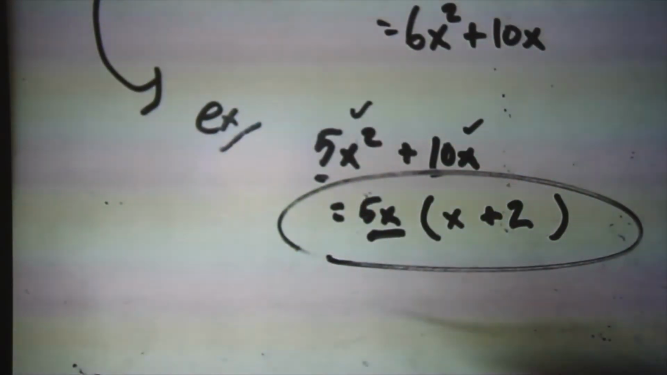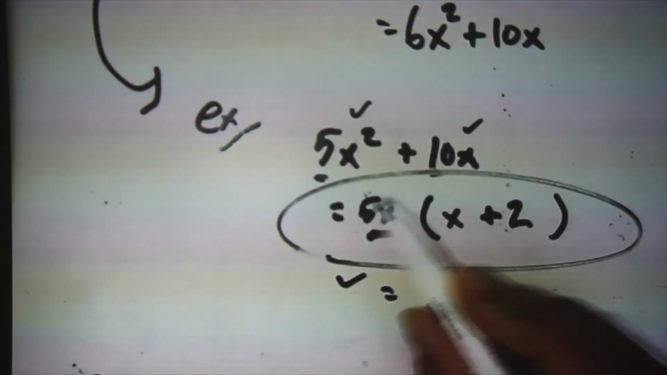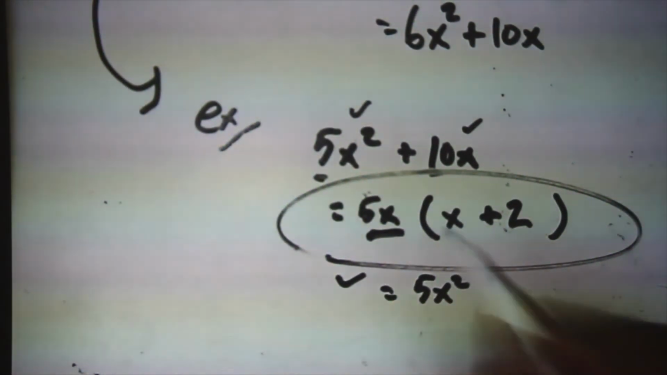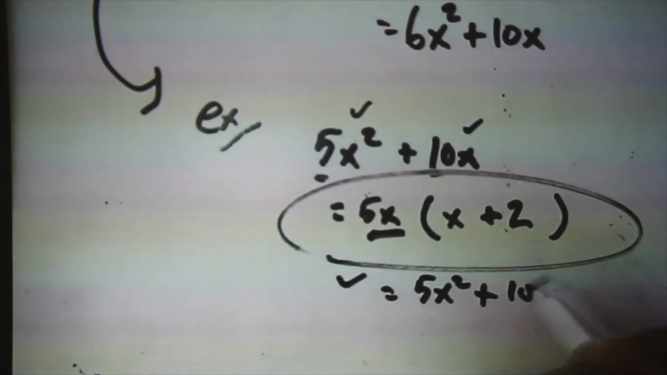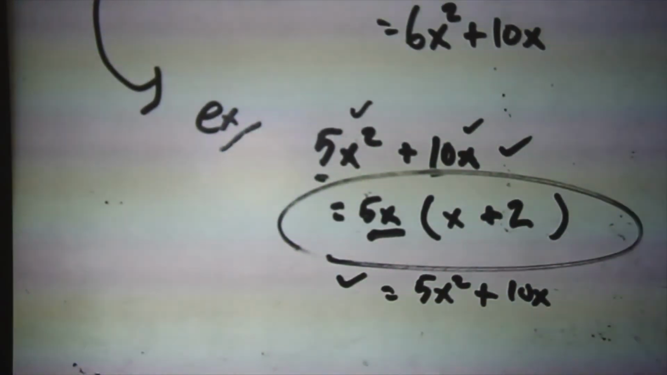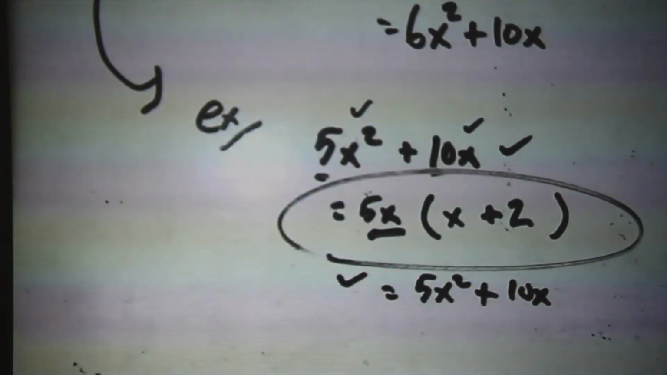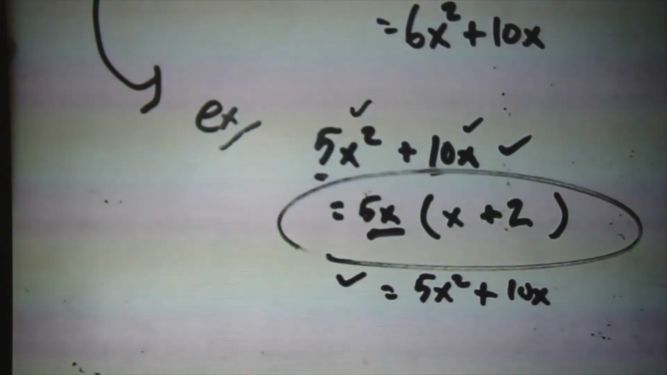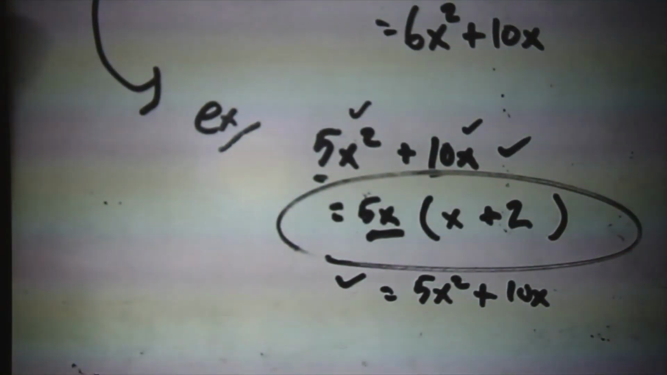Okay, and then we can check it quickly by distributing. 5x times x is 5x squared, plus 5x times 2 is 10x, and there is my original problem, which I have completely factored. I got the original problem back when I distribute. They kind of undo each other. All right.